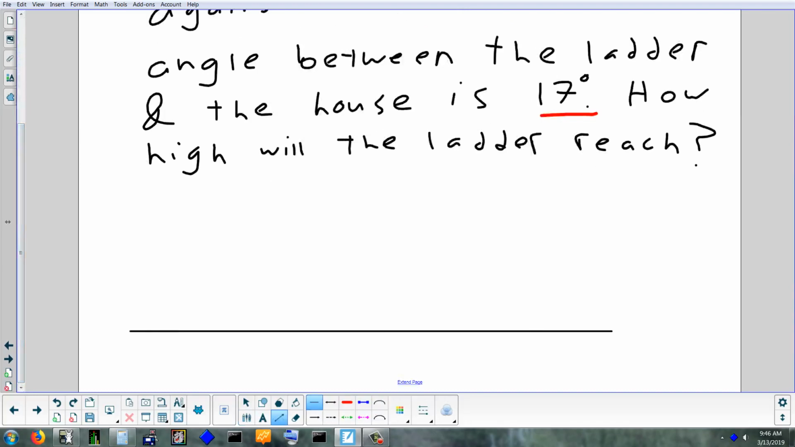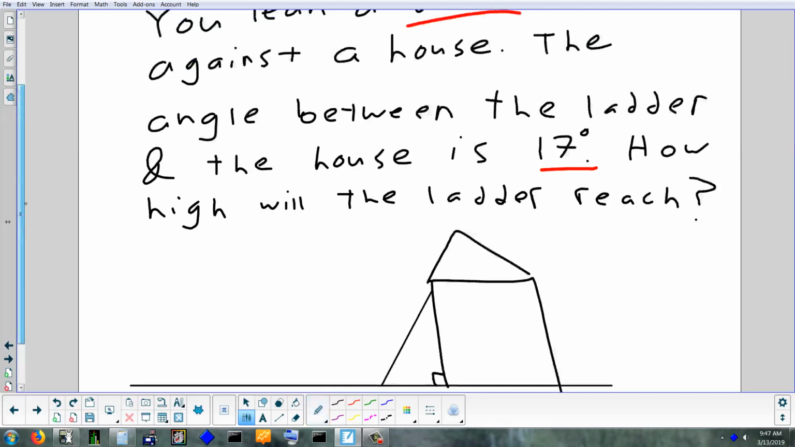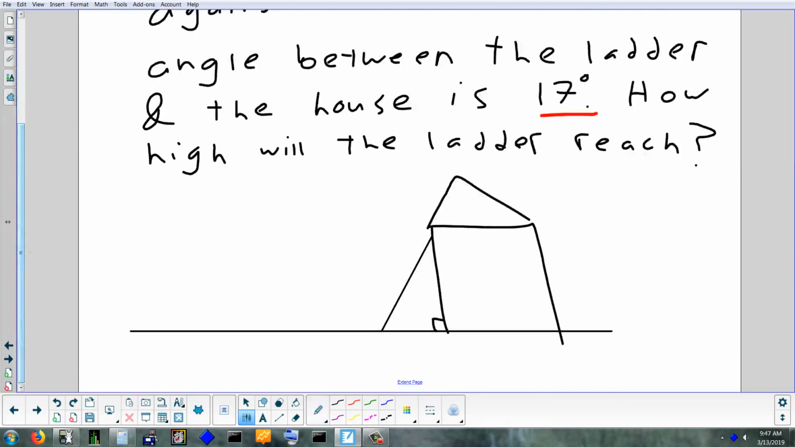So first thing I need is the ground. And then we have a house, or some kind of object over here that the ladder is leaning up against. So the ladder is leaning like that against the house. So I'm going to assume that that's a right angle. I'm drawing a little crooked. But the house, we're going to assume that it is a right angle. The 20 feet, what is that in my diagram really? It's the hypotenuse, right? It's the length of the ladder.